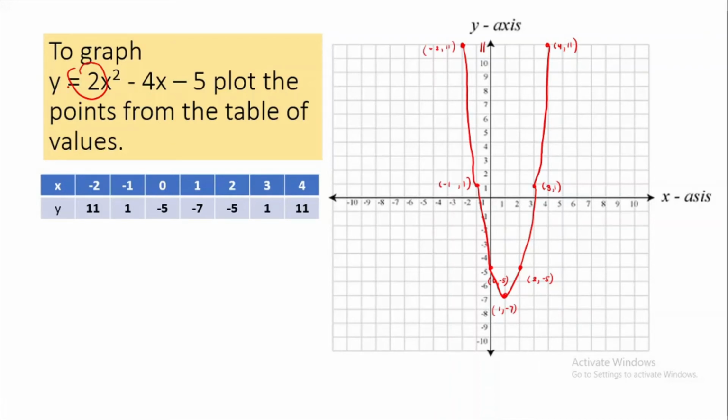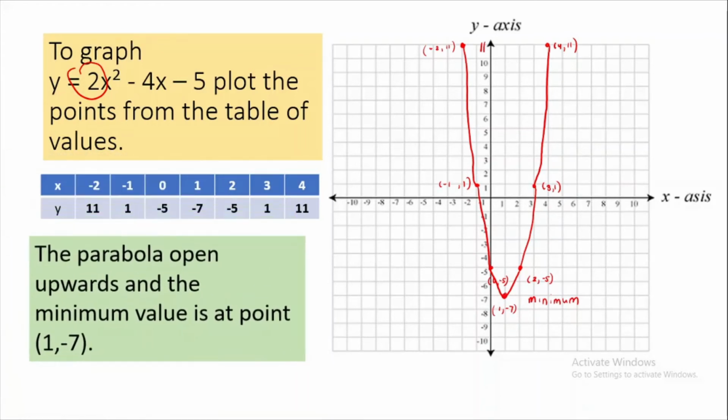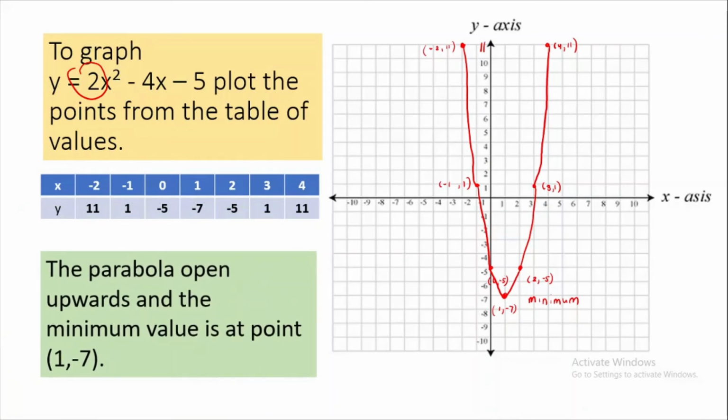Now, the next thing is that yung number that is on the lowest point on our graph, this is what we call the minimum. Okay. So, minimum, siya yung nasa or pinaka-lowest point ng ating parabola. And that is 1 and negative 7. So, the parabola opens upwards and the minimum value is at point 1, negative 7.